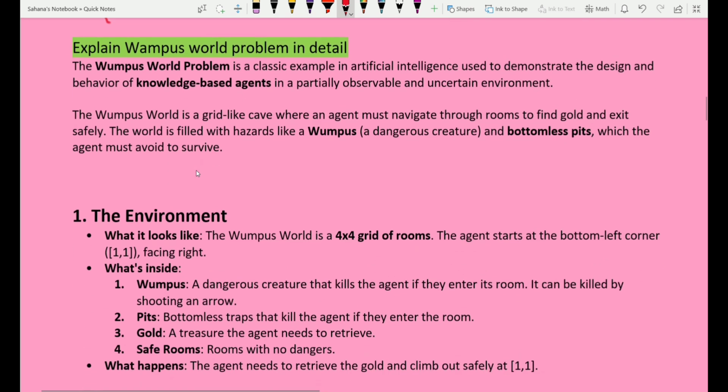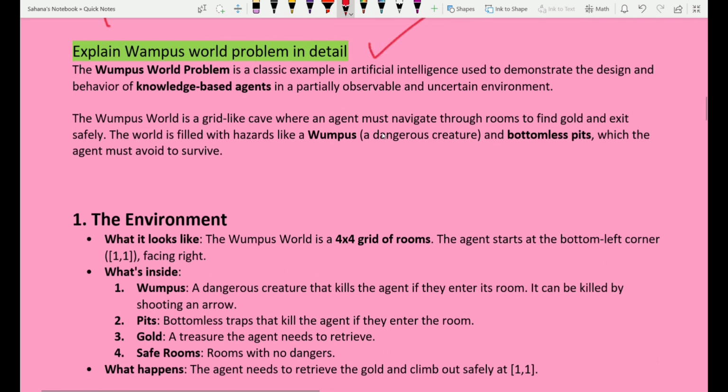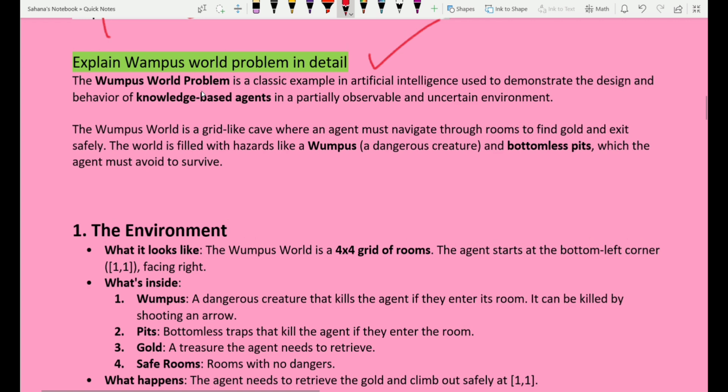Now we will see the Wumpus World problem in detail. The Wumpus World is a classic example in artificial intelligence. It is used to demonstrate the design and behavior of a knowledge-based agent, and it is a partially observable and uncertain environment, because only part of it can be seen by the agent.